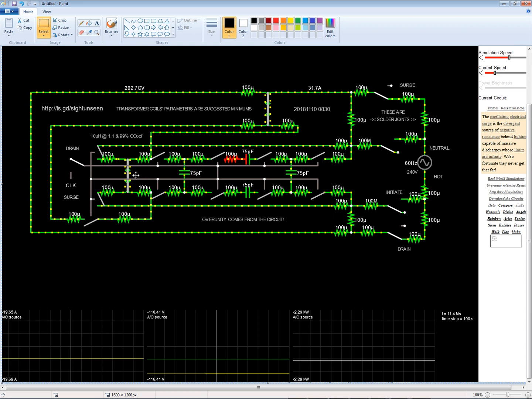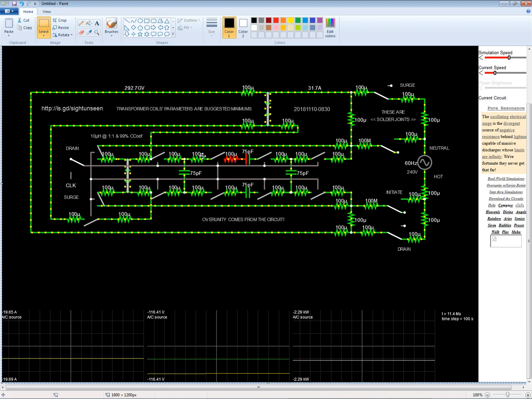Now, the circuit components are very simple. 10 microhenry size coils on the two transformers. The two transformers have a coupling coefficient of 99%, and they are isolation style in the sense that it's a 1-to-1 ratio between the primary and the secondary. The capacitors, 4 of them, 75 picofarads each, 100 micro-ohm solder joints, and then 100 mega-ohm resistors here and here to initiate a charge on the circuit to get it to build up.